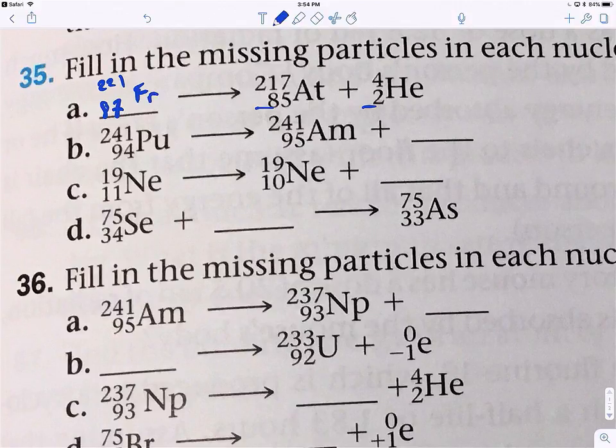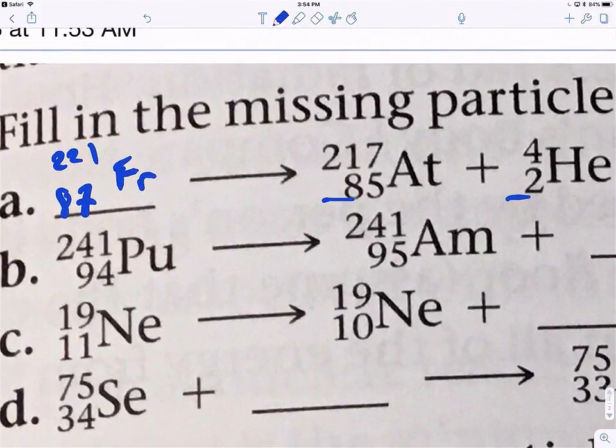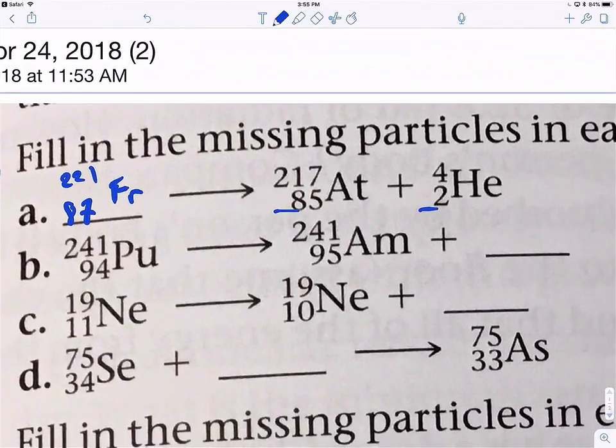Poor France. The element that's named after them only exists for a really, really short period of time. But all I did was figure out it had 87 protons because of these bottom numbers. The 85 plus 2 has to be 87, and then the 217 plus 4 has to be 221. I just looked up element number 87, it's francium. Does anybody have any questions on how to do that one? So what about the next one?